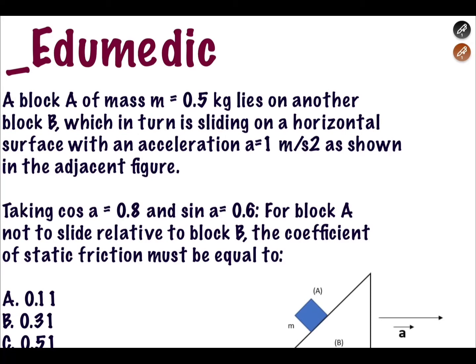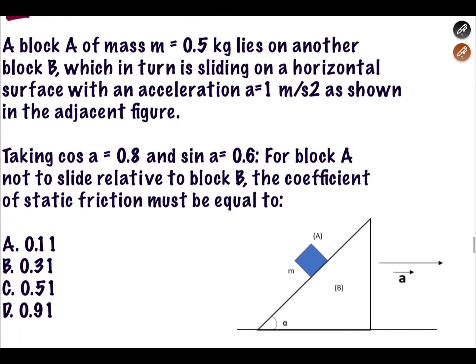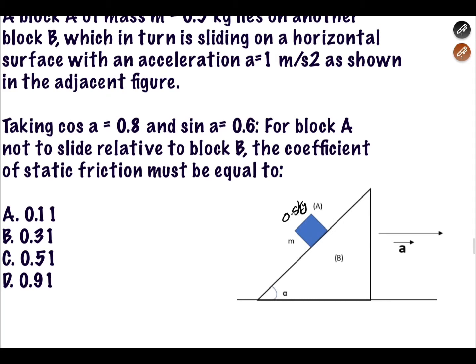Okay, consider this exercise. A block A of mass m equals 0.5 kilogram lies on another block B, which in turn is sliding on a horizontal surface with acceleration equal to 1 meter per second squared. Take cosine alpha equals 0.8 and sine alpha equals 0.6. For block A not to slide relative to block B, the coefficient of static friction, mu, equals how much? Okay, such type of exercises.